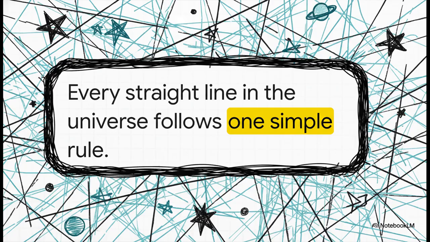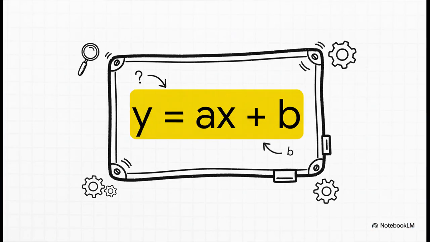Every single straight line, whether you draw it in a notebook or find it stretching across the cosmos, follows one simple, really elegant rule. It's like one secret code that governs them all. And here it is. This is the secret code. y equals ax plus b.